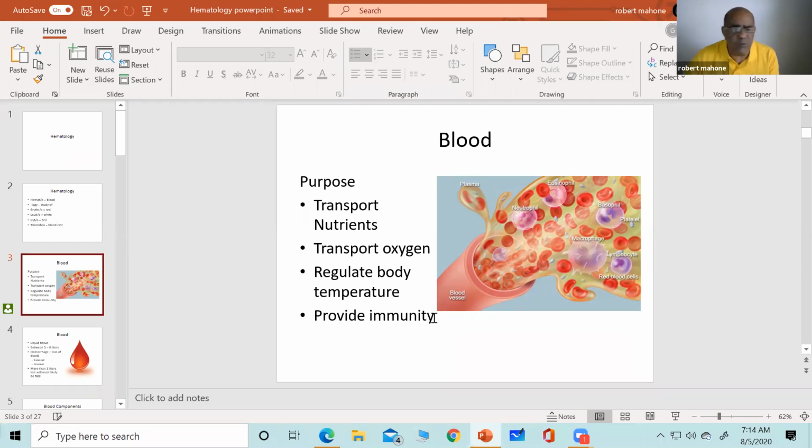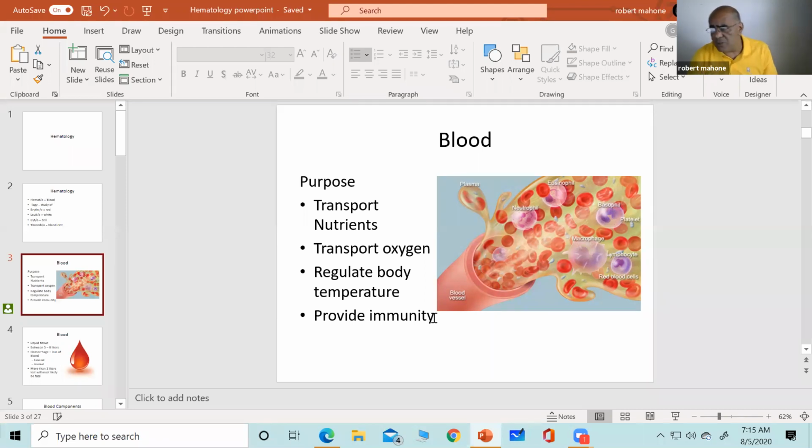The blood also provides immunity for us. Our white cells are what we're talking about when we say your immune system. That is your blood cells. They fight off infection for us by destroying viruses, destroying bacteria, destroying infected cells, anything in our body that is an immune system problem for us. The white cells take care of that for us.